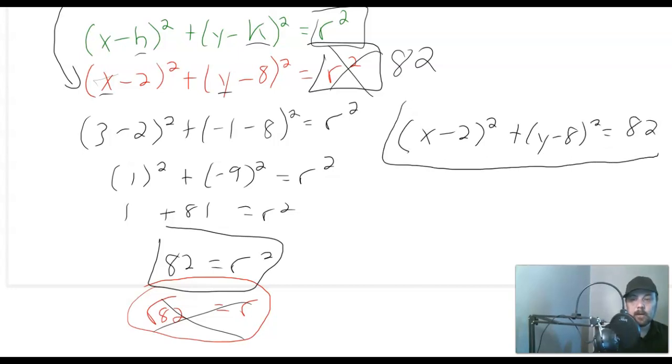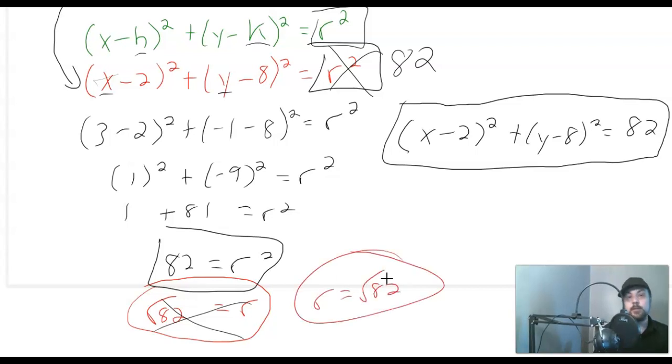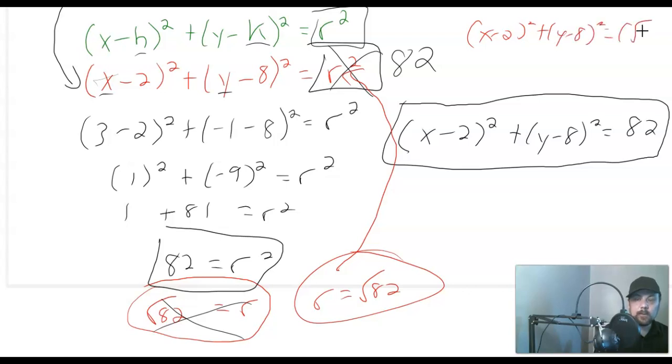Now, if that bothers you, because some students, I think they can kind of follow it, but they're just like, that doesn't feel right. It kind of bothers me to do it like that. Or maybe it is kind of hard to follow how that works. You can solve it for r, right? You get r is equal to the square root of 82. Then what would you do? You plug it back into your formula. So you plug it back in right here. You get x minus 2 squared plus y minus 8 squared equals the square root of 82 squared, right? Because you're plugging square root of 82 in for r.